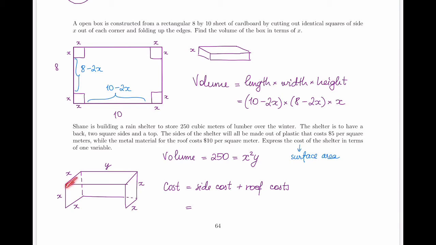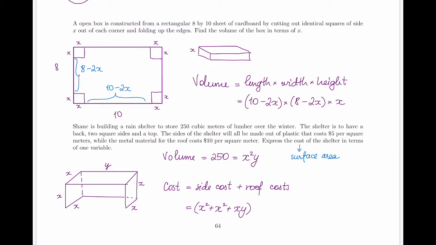So we have two lateral sides here, and there we have two squares. So I'm going to have x squared plus x squared. But I also have this back side that will also have to be counted as a side. It's not a roof, right? So the area of this back side, it's a rectangle, and I can notice that its dimensions are y and x. So the surface area will be xy.